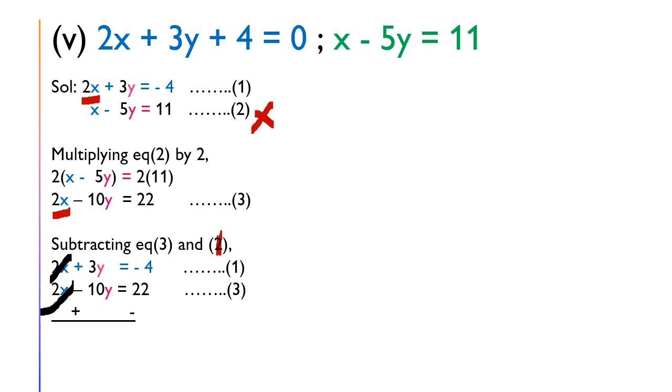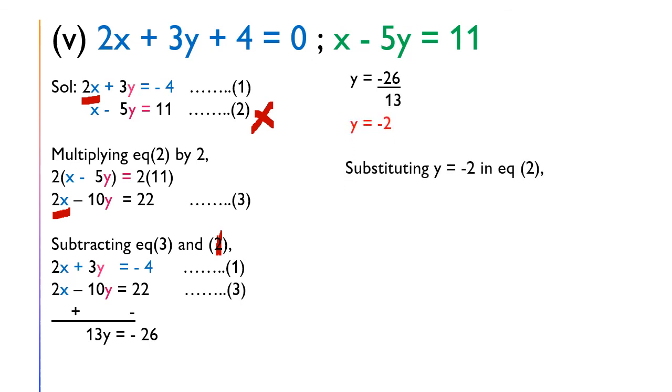So we are left with plus 10, and 3y. So plus 10 minus 3y will be... plus 10 plus 3y will be 13y, and minus 22 minus will be minus 26. So minus 26 upon 13. So y will be minus 2.